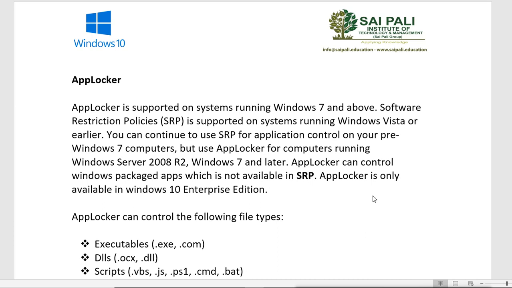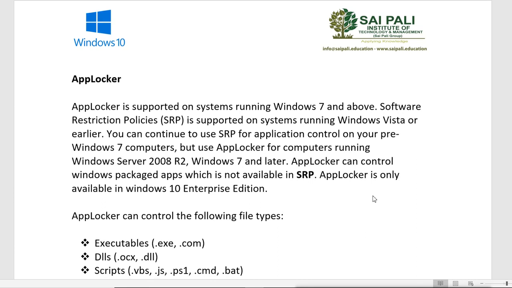Now you can continue to use SRP for application control on your pre-Windows 7 computers, but use App Locker for computers running Windows Server 2008 R2, Windows 7 and later. So we can still use software restriction policy, and also we can use App Locker in the latest versions of Windows 10. Just like you have seen in Windows 10, I have still right now applied the software restriction policy.